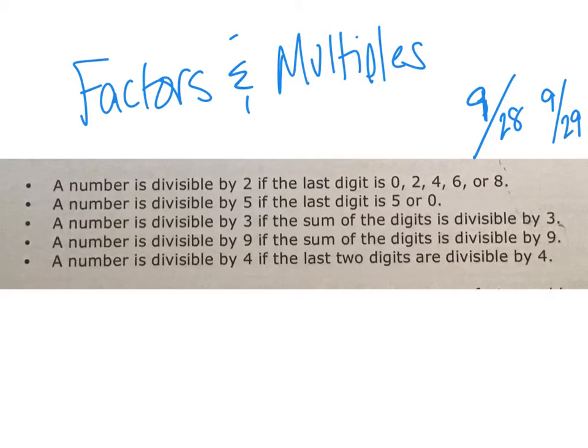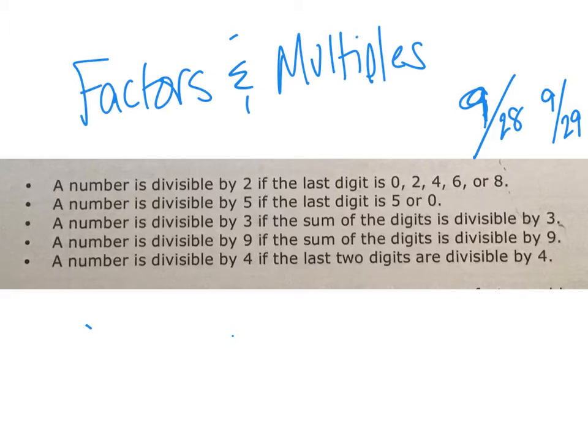All right, so today we're talking about factors and multiples. And so this is for 928 and 929. You should have, let me try to get rid of this.